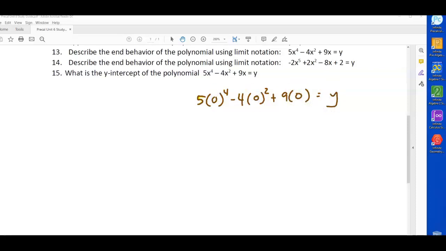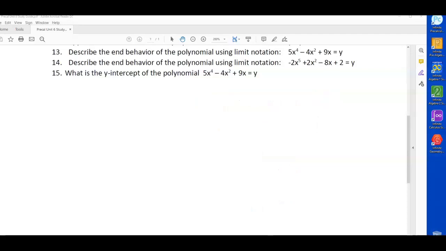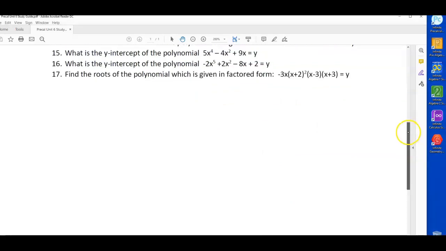And after that, there's really not a whole lot of work you do because this is going to be 0. When you multiply that times 5, you're going to get 0. So we just end up with a whole bunch of zeros in this case, and we add them all up to get 0. So my y-intercept would be at 0 for the x, because that's what I plugged in, and 0 for the y, which is what I got as a result of that. So the y-intercept would be at the origin, 0, 0. So knowing that, I'll let you guys handle number 16.